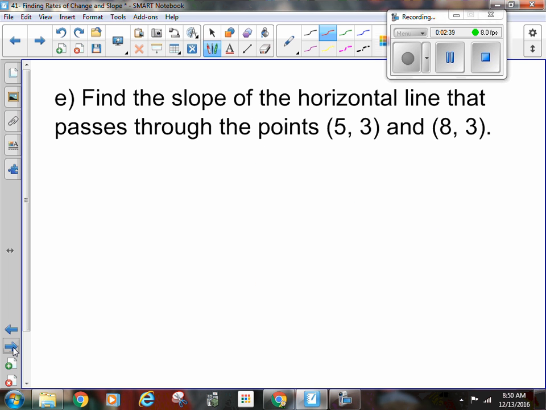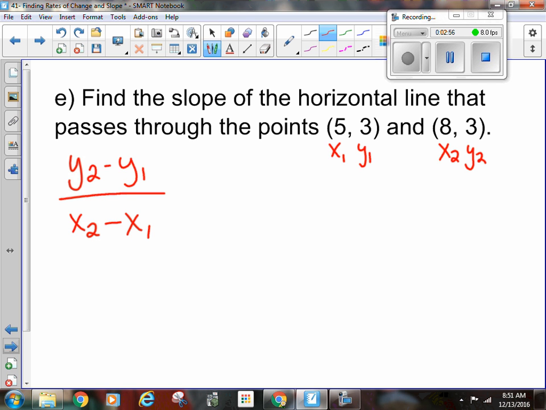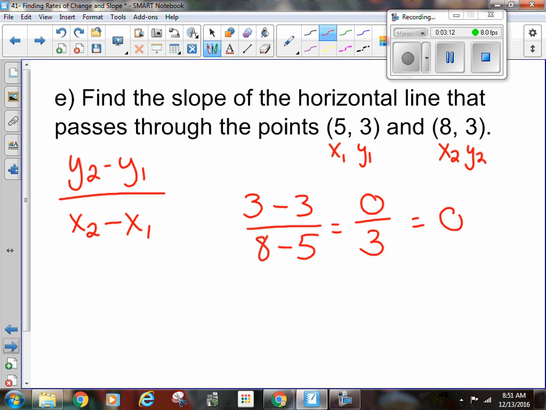Find the slope of the horizontal line that passes through the points (5, 3) and (8, 3). Okay, slope formula: if you don't remember this, make sure you jot it down and put it in a safe place in your notes. So we have x1, y1, because that's point 1, and x2, y2. I'm just going to substitute them into the formula. So 3 is y2, and 3 is y1, over 8, which is x2, minus 5, which is x1. So I get 0 on the top, and I get 3 on the bottom. Well, 0 divided by anything is 0. The thing to know is that horizontal lines will always have 0 slope. So anytime you see a horizontal line, you know that the slope is 0.